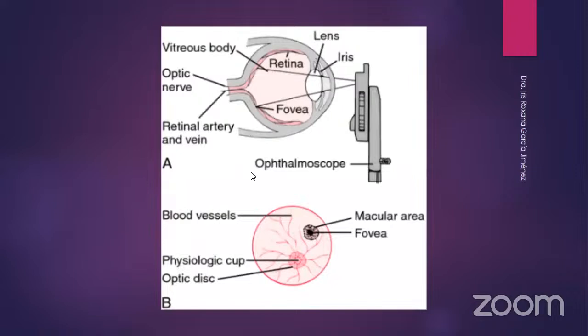And now we have a picture where we can check what we are watching. We see the blood vessels, the physiologic cup, the optic disc, of course, the macular area, and the fovea.